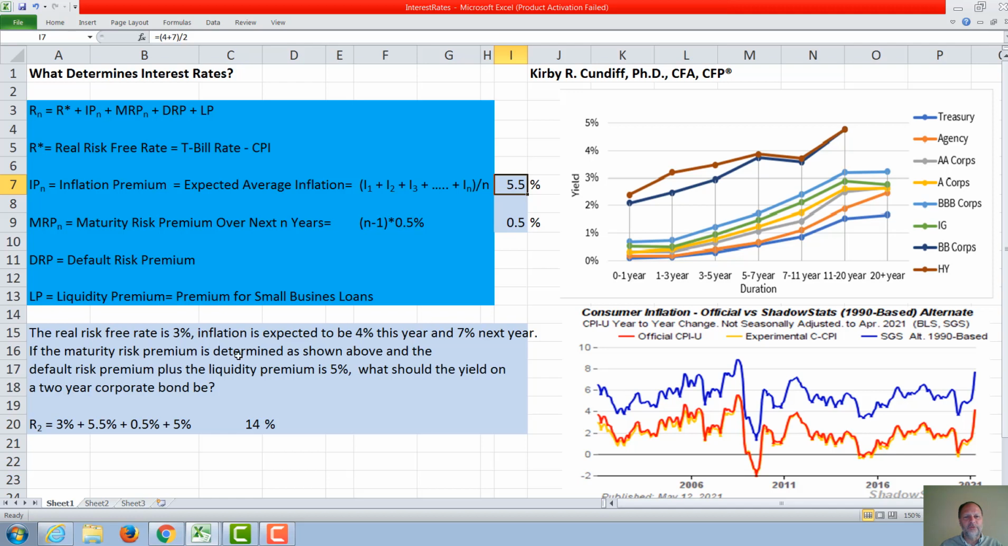If the maturity risk premium is determined as shown above, well, this is a 2-year debt instrument, so we would take 2 minus 1 times 0.5% and get 0.5%. So if the maturity risk premium is determined as shown above and the default risk premium plus the liquidity premium is 5%, that would be the sum of these two, what should the yield on a 2-year corporate bond be? So we have 3% plus 5.5% plus 0.5% plus 5%, shown summed here, and we get 14% would be the yield on this 2-year corporate bond.